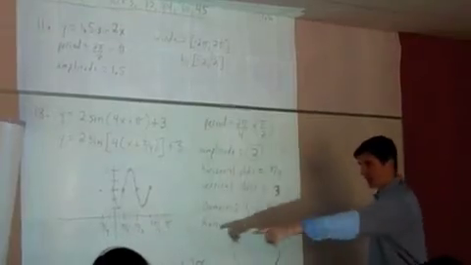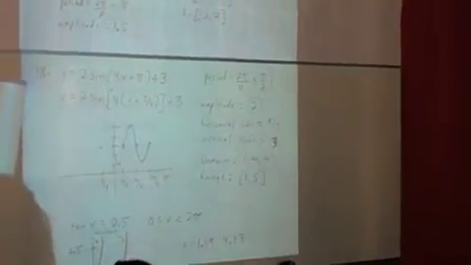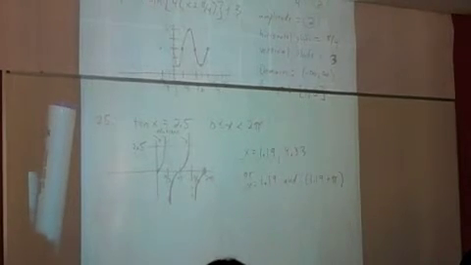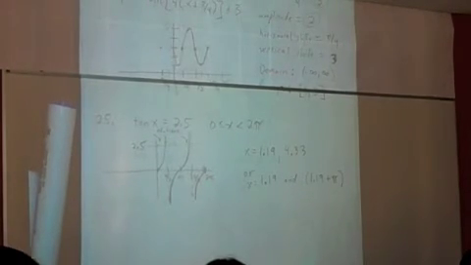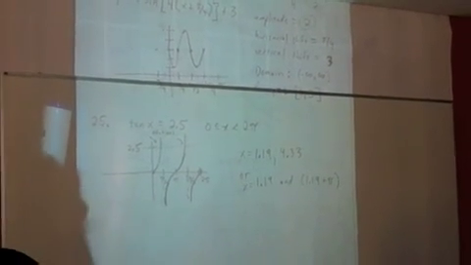If you want to look at something like number 25, you may see something like this: tan x equals 2.5 on an interval 0 to 2 pi, and you want to solve that. I would graph it. Graph tan x, graph 2.5, and make sure you're in radians. On your viewing window only show 0 to 2 pi, and then just solve for the intersection point.